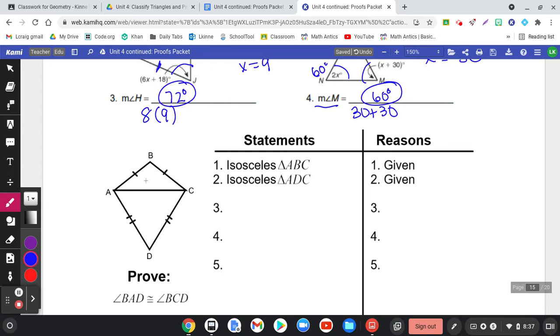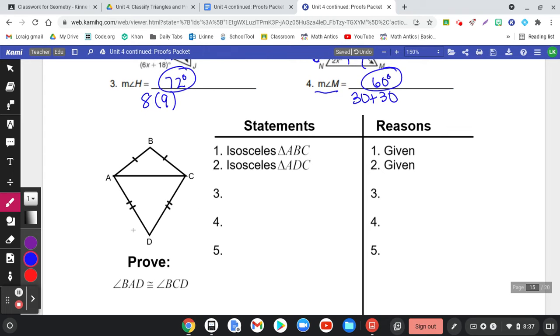All right, so let's see what it looks like in a proof. So this just wants us to prove that angle BAD, we're not doing a full triangle proof, angle BAD is the same as angle BCD. All right, that's what we're trying to prove. That's going to be our last statement. So let's see what we have here. It says isosceles triangle ABC and isosceles triangle ADC. It has the sides marked.